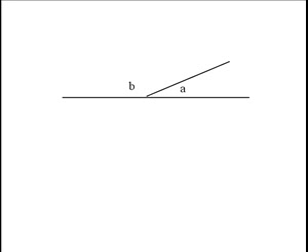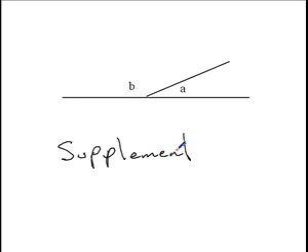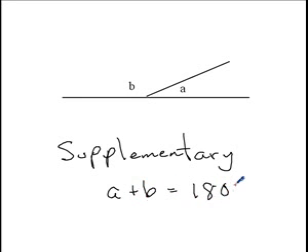One more thing to remember is something called supplementary angles. And supplementary angles are on a straight line like this, two angles on a straight line. You know that if you add the angle A and the angle B together, you're going to get 180 degrees. So if you know one of the angles, it's easy to figure out the other.